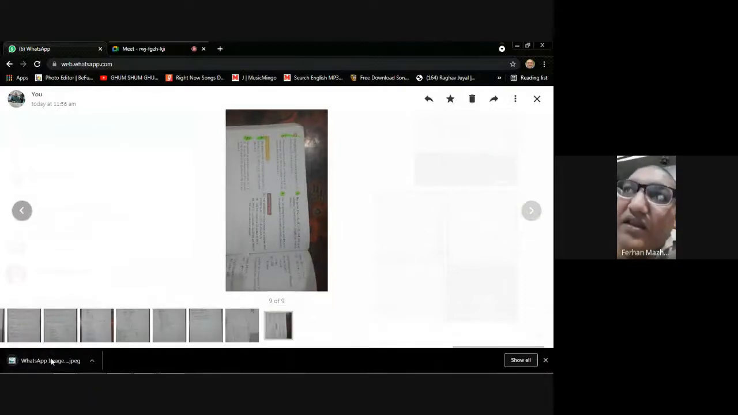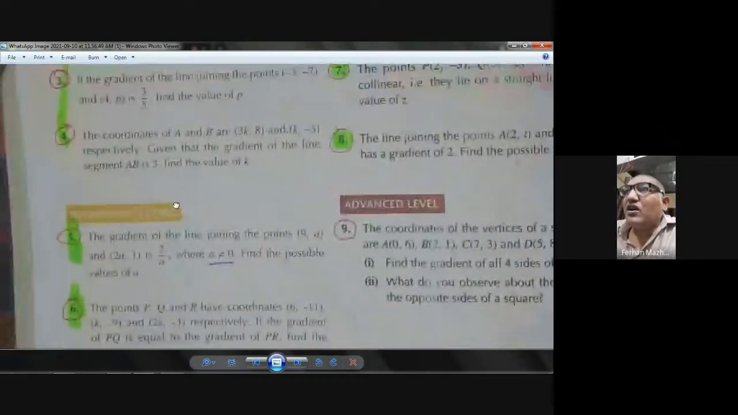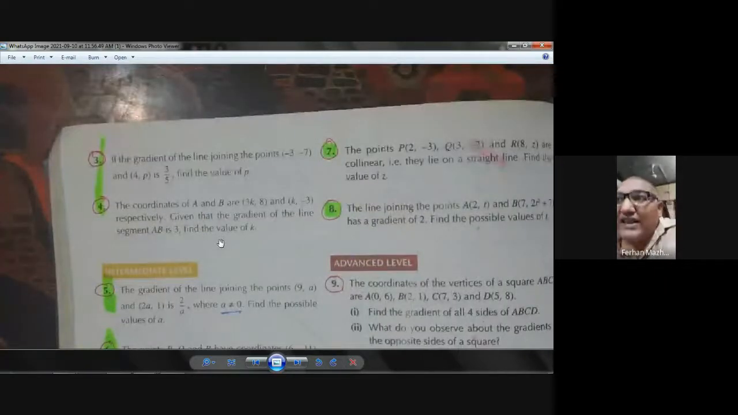Now we will go to exercise 6A, D3. D3 is the name of the book, and question number 3 is what we are going to solve. The question number 3 is, if the gradient of the line joining the points minus 3 comma minus 7 and 4 comma P is 3 by 5, find the value of the P. These are the two given points. Coordinates are minus 3 comma minus 7. This is the A point. The B point is 4 comma P.